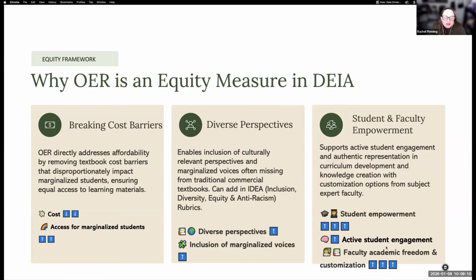You're looking at lower costs, which automatically means higher access for marginalized students when you're breaking cost barriers. The second one is diverse perspectives. When you are increasing diverse perspectives and representation for marginalized people, you automatically have inclusion of marginalized voices. Representation also leads to more student engagement, which leads to the last one, student and faculty empowerment. Students that are empowered are often more engaged, and faculty academic freedom and customization also increase.